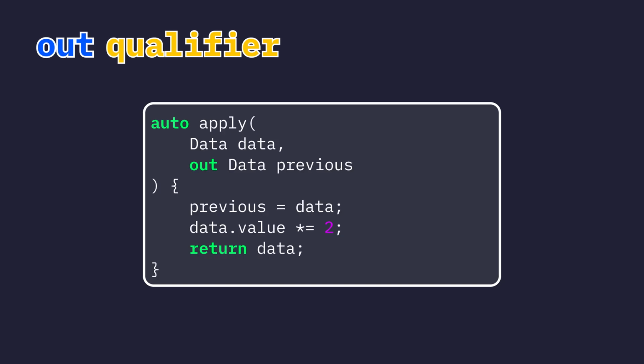Now let's move on to the out parameter qualifier. Sometimes returning a single value from a function is insufficient. For example, in this case, we update data, but we still would like to preserve the old data value. In such cases, the out qualifier comes in handy since we can retrieve two values from a function.